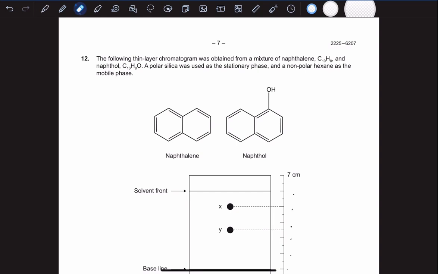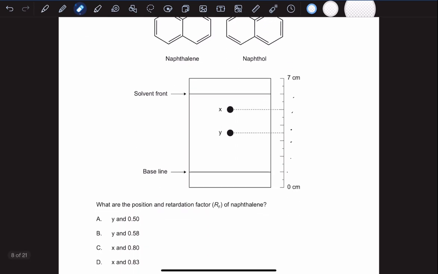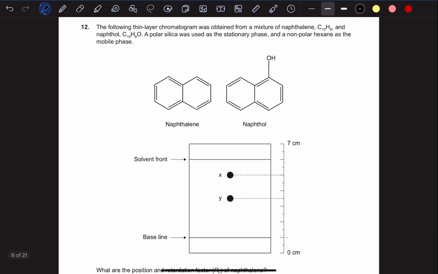Okay, the following TLC was obtained from a mixture of naphthalene and naphthol. Polar silica was used as the stationary phase and non-polar hexane as the mobile phase. Okay, and it gives us naphthalene and naphthol, and then it wants us to say which one is naphthalene and the Rf of naphthalene. Wow, I'm not gonna lie, I usually am always saying how quite easy these papers are.